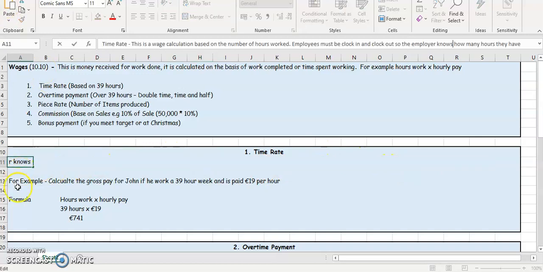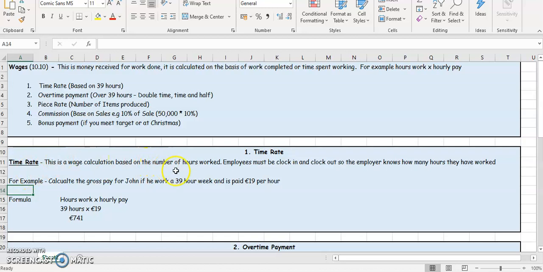So usually what you do with your time rate is that you take the number of hours worked and you multiply that by your rate. So in Ireland, minimum wage is 10 euro 10 cent. So you can't be paid any less than 10 euro 10 cent if you're in full-time employment.